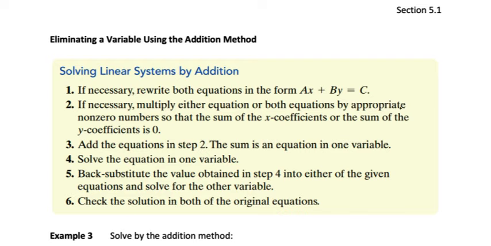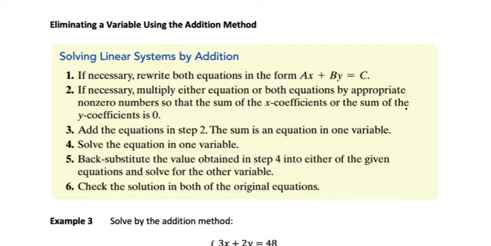Then what you're going to do is multiply either equation or possibly both equations by a number so that the sum of the x coefficients or the sum of the y coefficients is 0. So you want to get either in front of x or in front of y the same numbers but opposite signs. So maybe you can do that by just multiplying one equation, or maybe you would need to multiply each equation by a different number in order to make that happen.